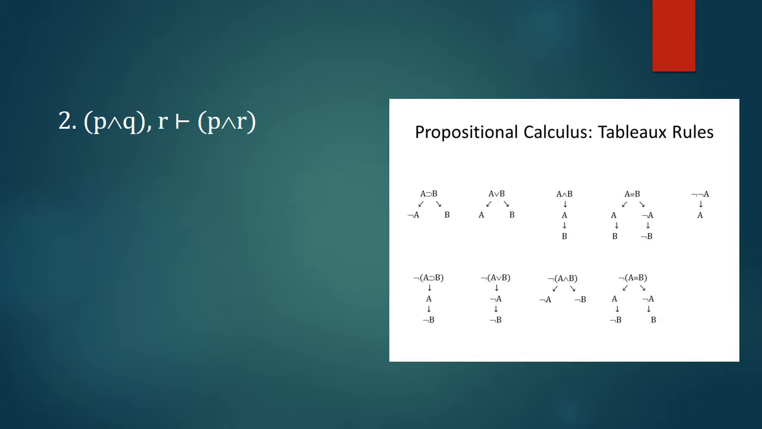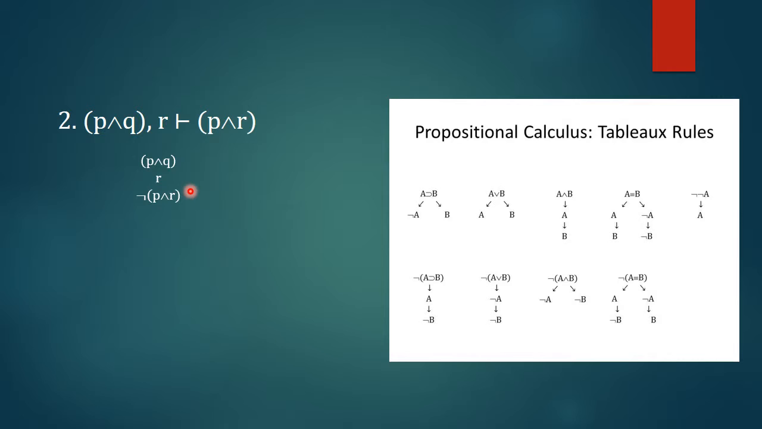All right, let's try 2. P and Q entails P and R. I negate the conclusion, so I say not P and R. I'm going to use first the AND rule. Remember, I said that the easiest way to do this is to apply the rules first that are nice and straight, not the rules that break things up. But it doesn't really matter. Either way, you would get the correct answer.